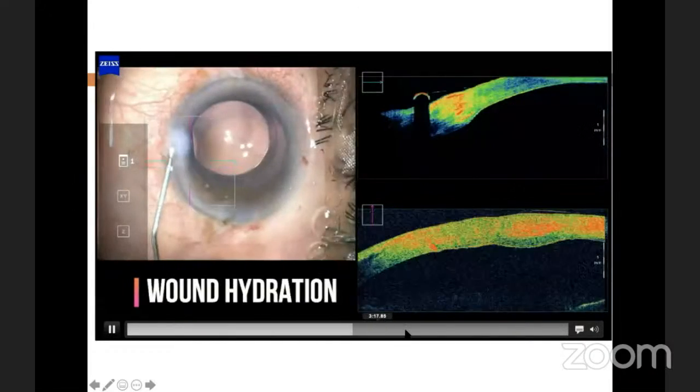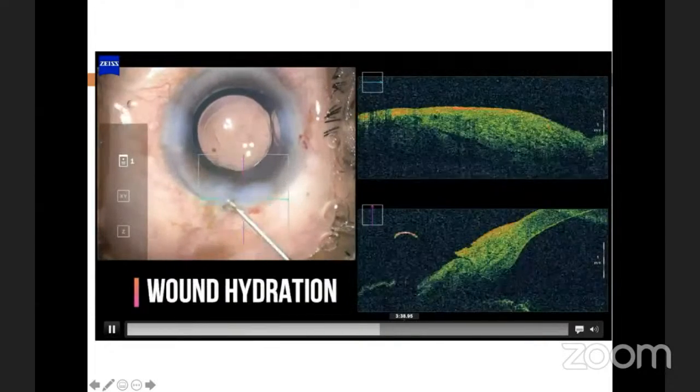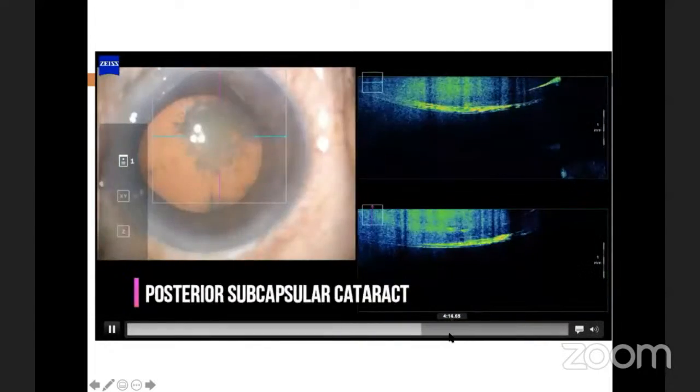And likewise, when you are hydrating the wounds, then you can make out whether the wounds are completely closed or not.